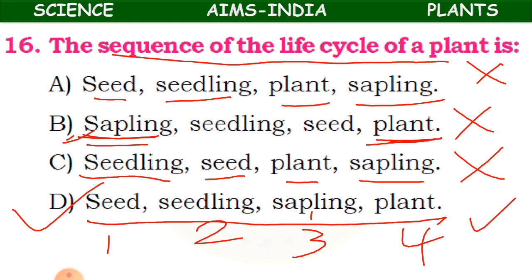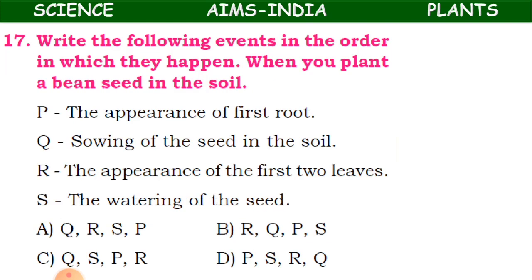Clear, children? Now we'll go to the 17th question. Write the following events in the order in which they happen. When you plant a bean seed in the soil. So just now we learnt about how the seed is going to become a plant. Same like that, the life cycle. When you plant a bean seed in the soil, you have to write the events in order.